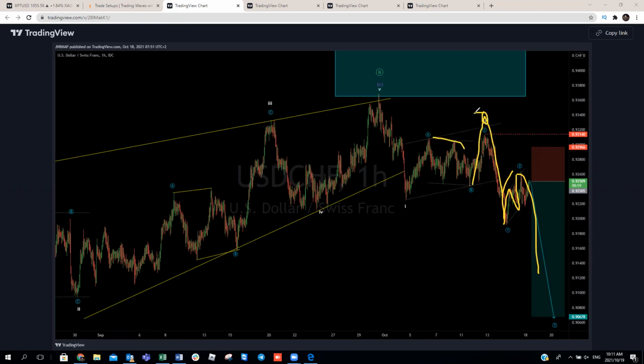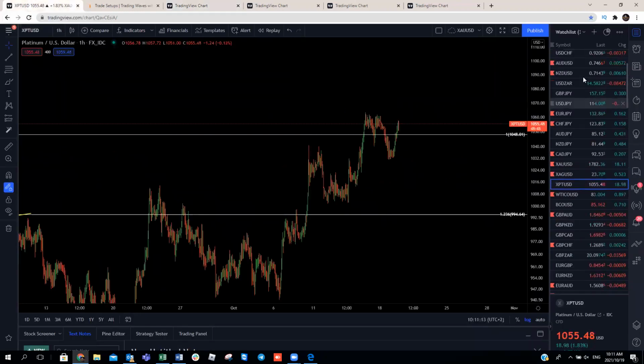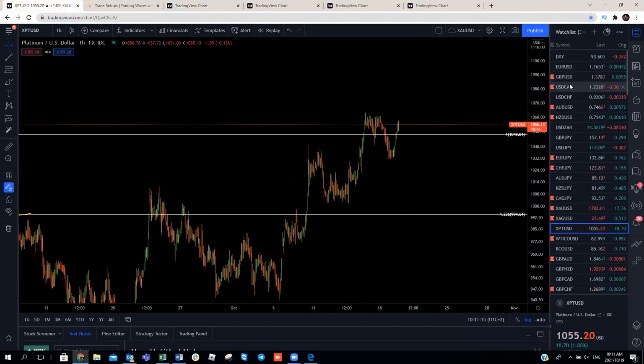It did not get to the blue box, that's fine. So we would have liked to trade it when it broke down here. Now it is here. So that is an actual setup on US dollar Chief, and we'll be looking for US dollar Chief to continue lower. It's playing out pretty well as well.